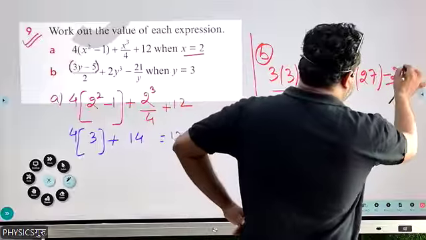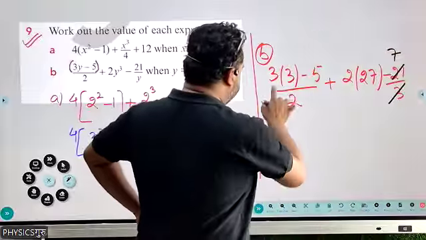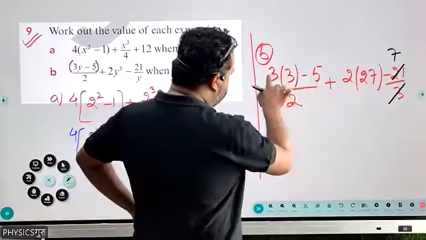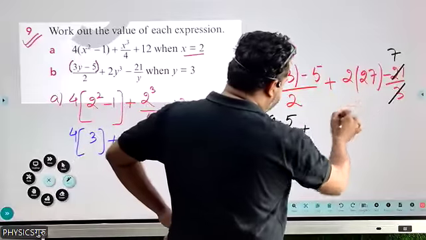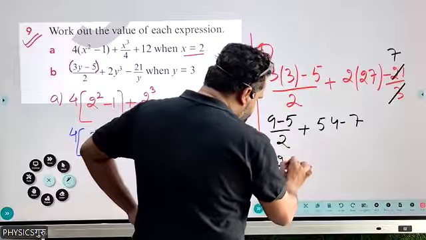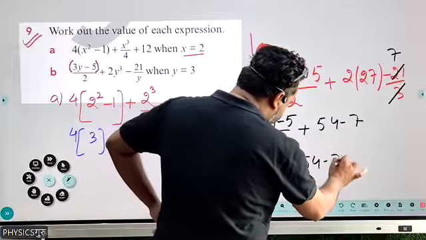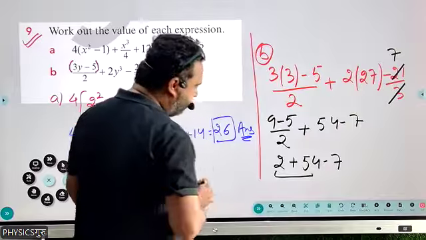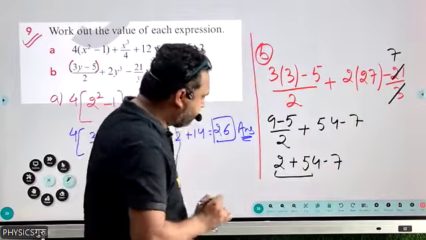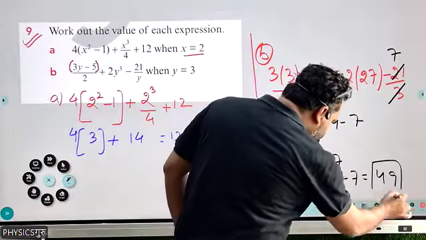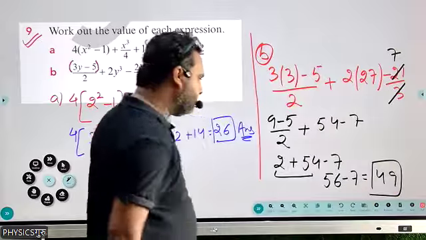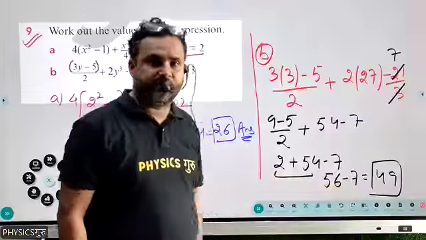Now simplify. 3 sevens are 21. Now 3 threes are 9. 9 minus 5 over 2 plus 27 times 2 is 54 minus 7. Now, 9 minus 5 is what? 4. 4 by 2 is how much? 2 plus 54 minus 7. Now, simply add the positive terms together. So 54 plus 2 is how much? 56. 56 minus 7, that is 49.